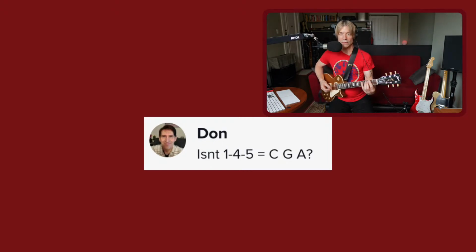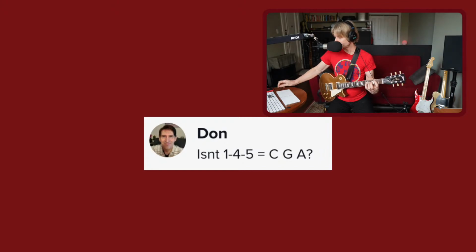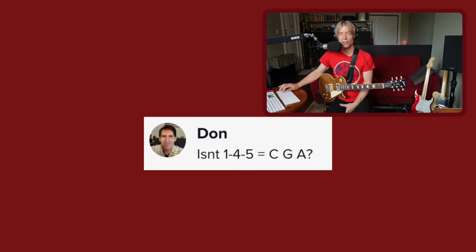Isn't 1, 4, 5 C, G, E? Nope. 1, 4, 5 is C, F, G. 1, 2, 3, 4, F, 5. I know I just said that 10 times, but not to be a jerk, I just want to make sure that's clear.